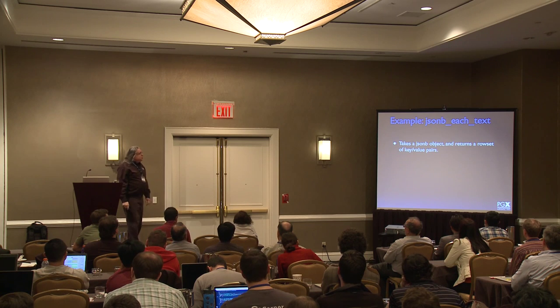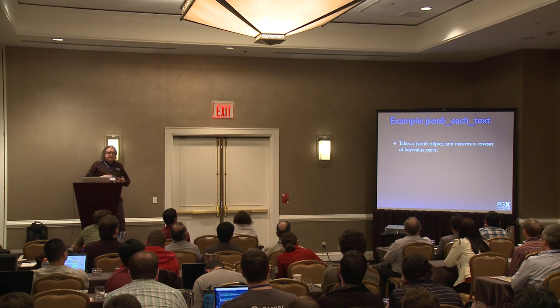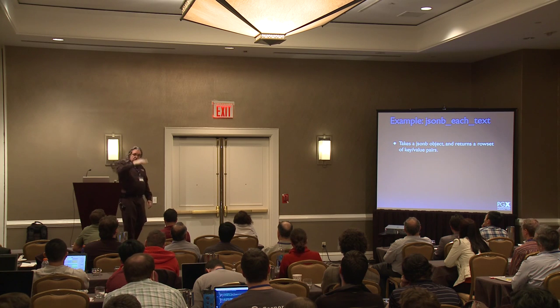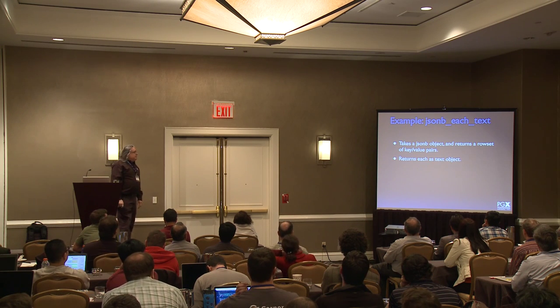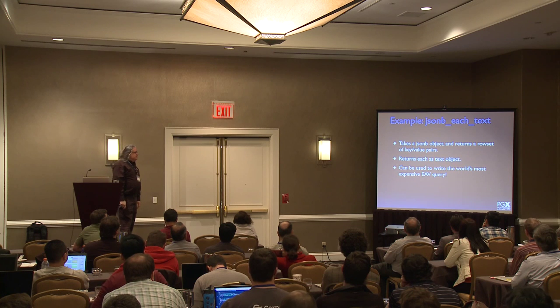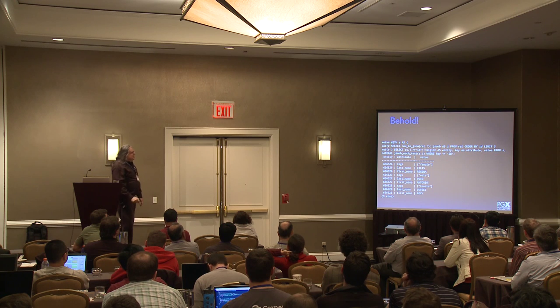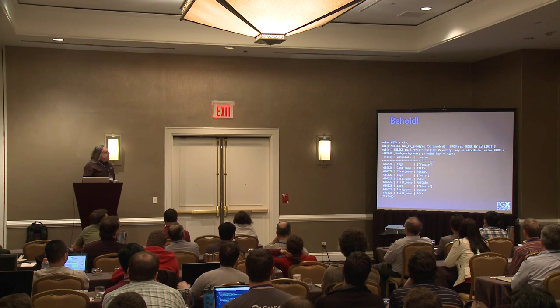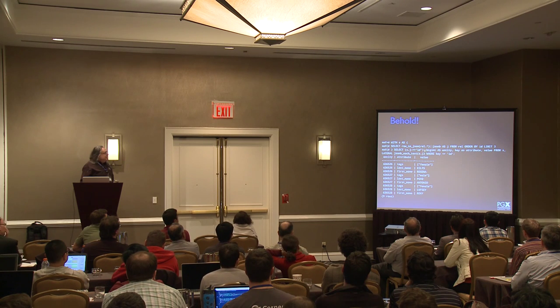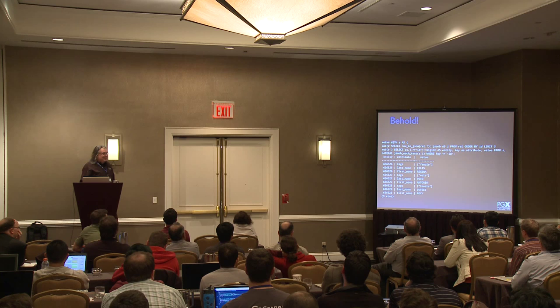Another example, jsonb_each_text. It takes a JSON object and returns a row set, that is, as if you did a select star from a table, of key value pairs. And it returns each of these as a text object. You can write the world's most expensive entity attribute value query this way. You wouldn't want to do it, but. So we take row_to_json inside, and then using this rather exotic query, we turn it back into relational data, except having turned it into an individual row. Wild. I'm sure you can think of all sorts of applications for this, right? Yeah, not really.